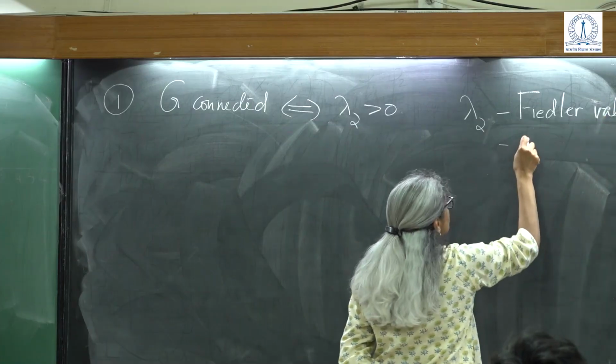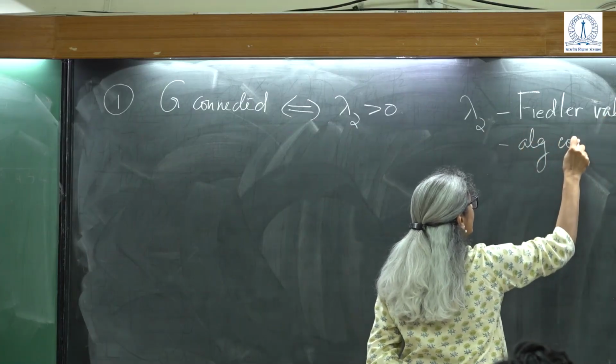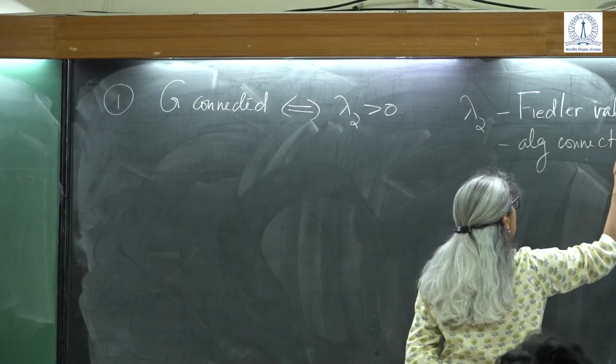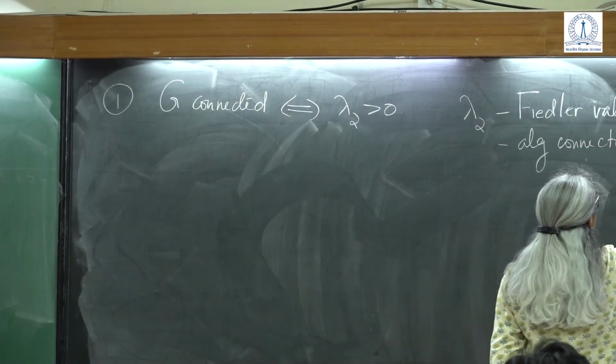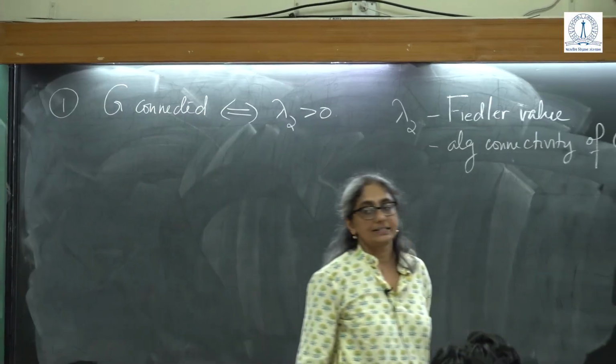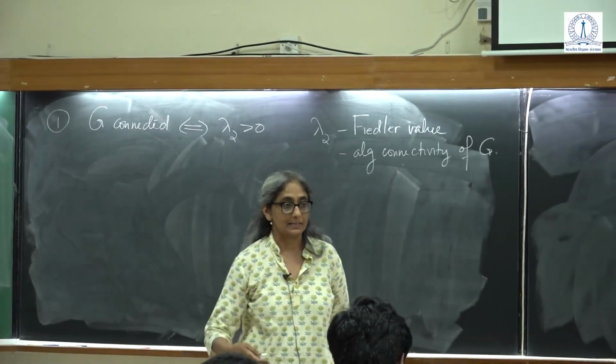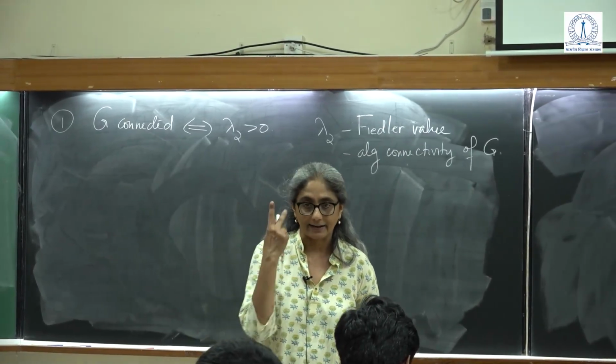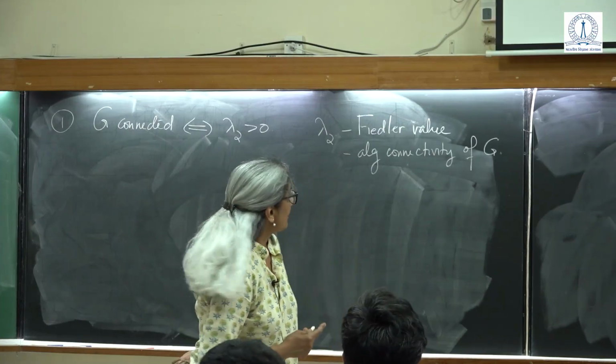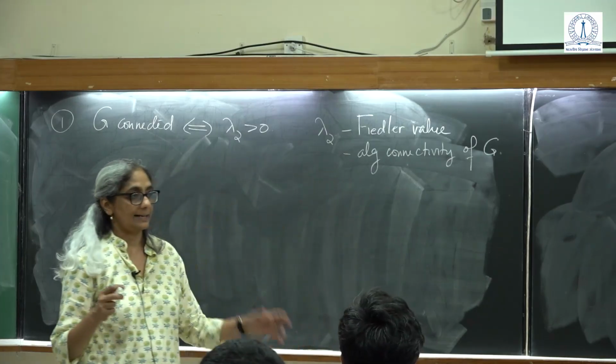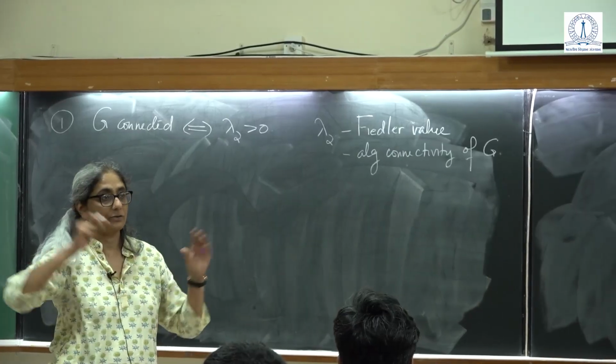It's also sometimes called the algebraic connectivity of the graph. It's a very important number. It's related to things like expansion. Lots of people study the second eigenvalue. And the result is that G is connected if and only if the second eigenvalue is positive.